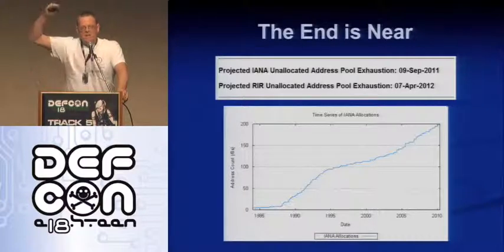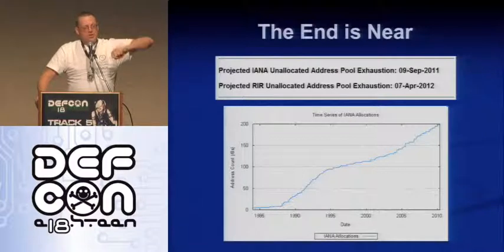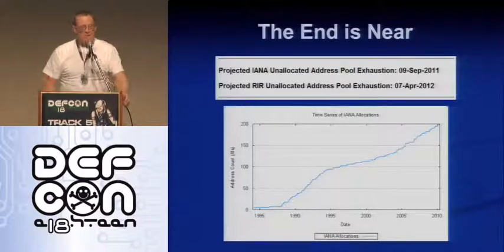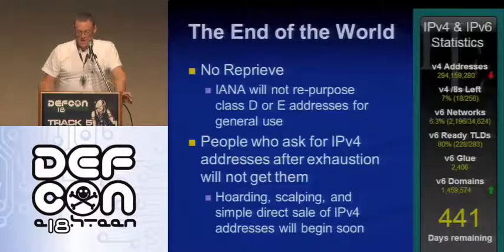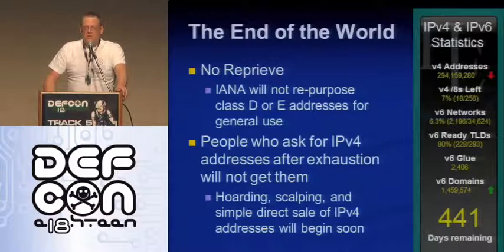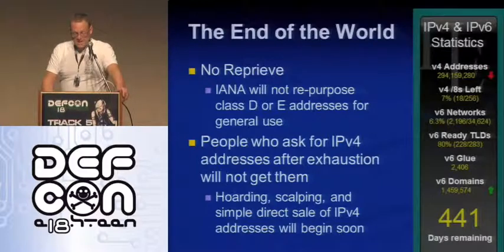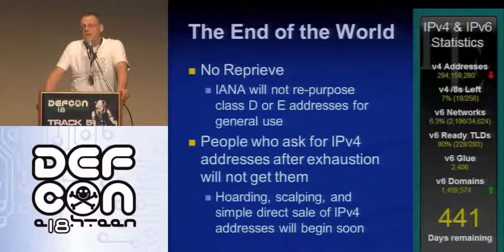And here's the projected timetable. The main reservoir addresses will run out in 2011, but the regional internet registries will have some left over, which they can continue to distribute, and they will begin running out in 2012. That's the prediction. And then people will really go, and there won't be any more IP addresses available. That's the end of the world. The internet's full, pack up the internet and go do something else.